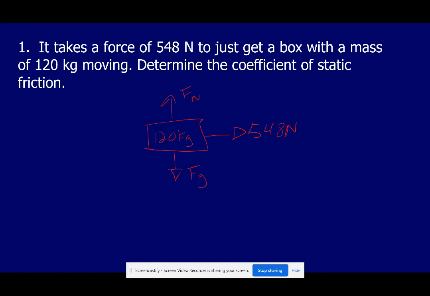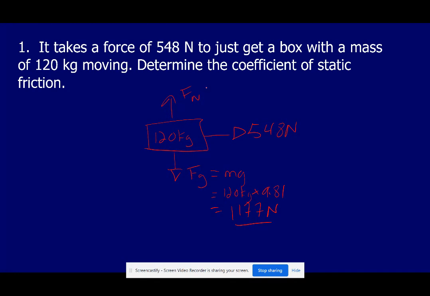So what can we find with that mass? We can find the force of gravity. And I would encourage you to solve these problems using the diagram, using the free body diagram. Fg equals mg, which is 120 kilograms times 9.81. Let's assume this is on Earth. So on my calculator, 120 times 9.81 is equal to 1177 newtons.